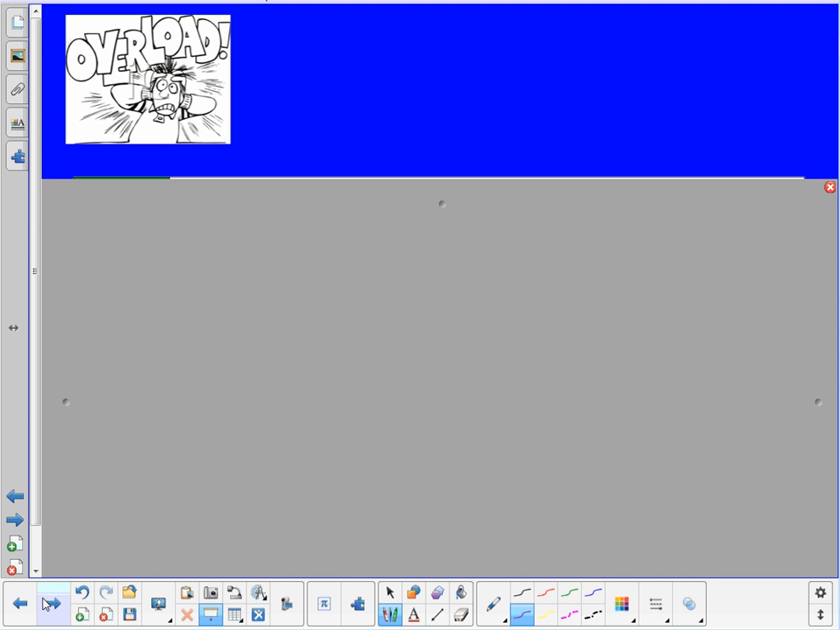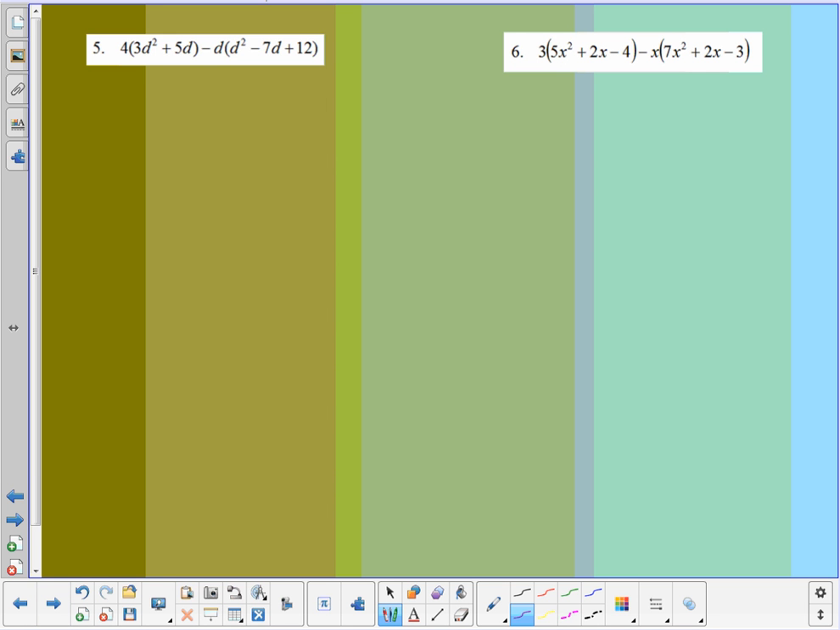Let's flip it over and look at the back. So now I am looking at some more multiplying. I have two sets of distribution going on in number 5. The first set of distribution is that 4 that's going to go to these two parts. The second set of distribution is that negative d that's going to go to these three parts behind it. So let's take a look at what that would look like.